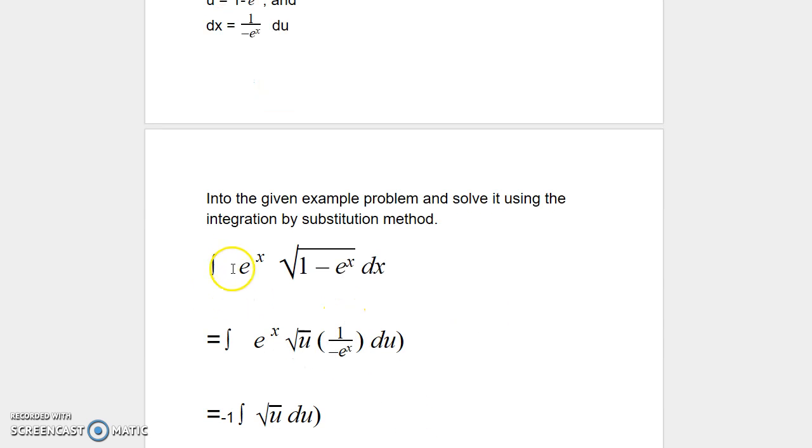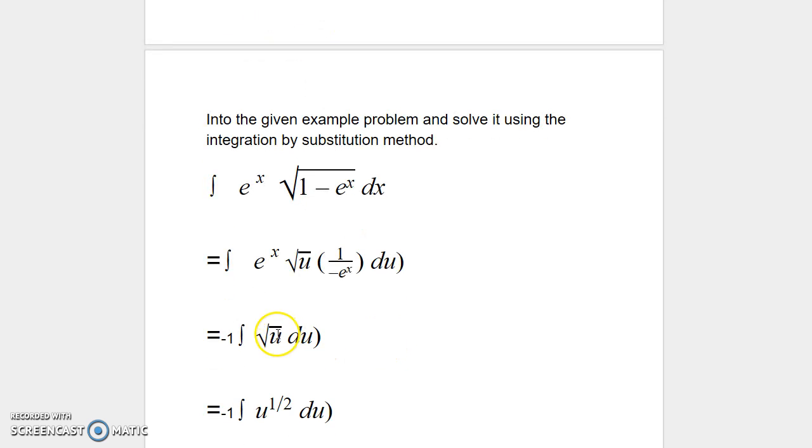So our example problem is the integral of e to the power of x square root of 1 minus e to the power of x dx. So wherever we see 1 minus e to the power of x, we're going to substitute that by u. Since that is under the radical term, we're going to put a radical over the u. So therefore, this translates to the integral of e to the power of x square root of u. Wherever we see dx, we're going to replace it by 1 over minus e to the power of x du, like that.